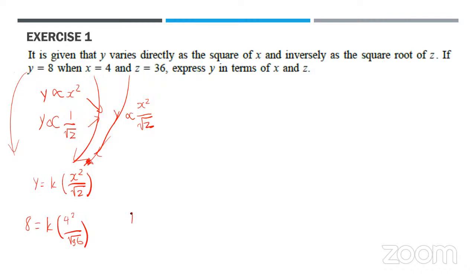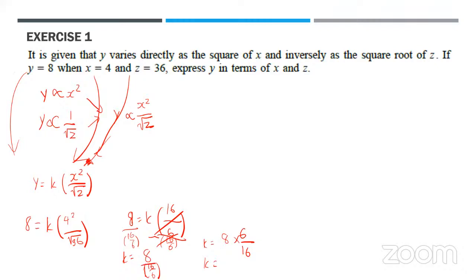8 is equal to k times 16 divided by 6. We can put that in the calculator to find k. You divide both sides by 16 over 6, then you can cancel this. So 8 divided by 16 over 6. When you divide a fraction by a fraction, you flip the bottom one, so the 6 on the bottom goes on top, and then you multiply across. So k is equal to 3.